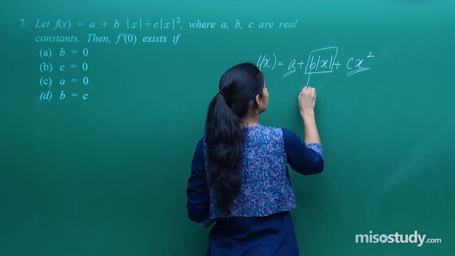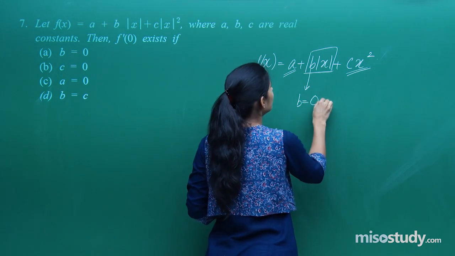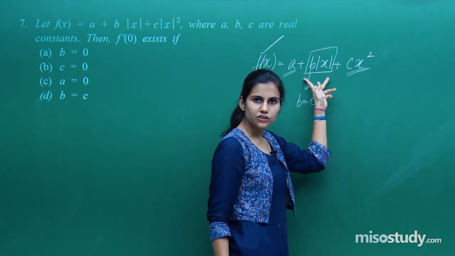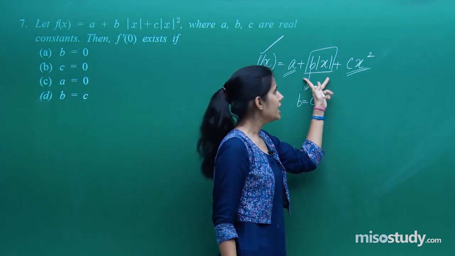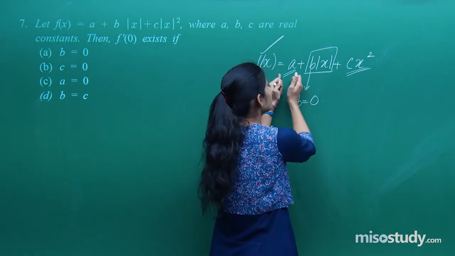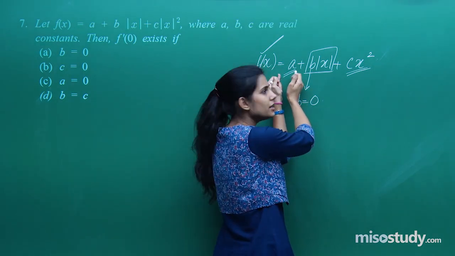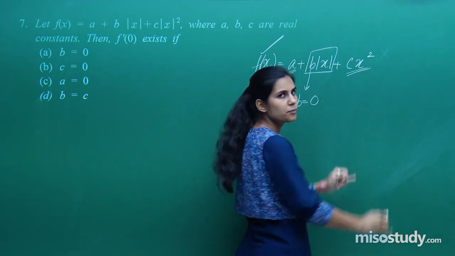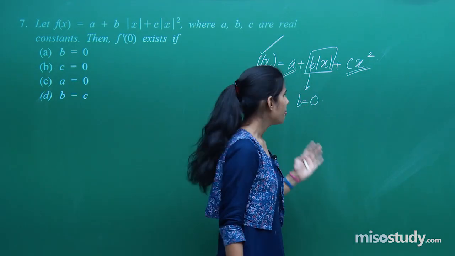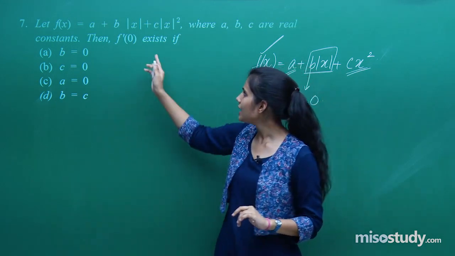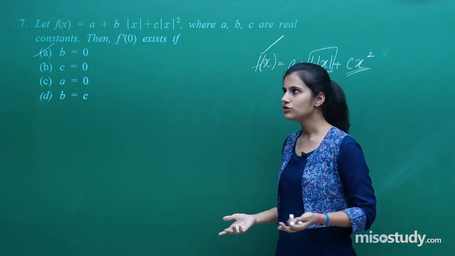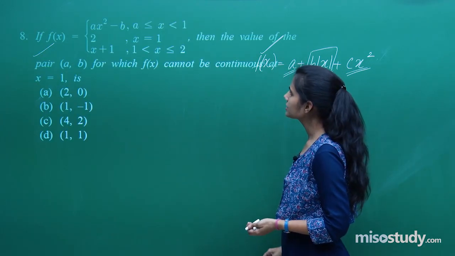If this constant b is equal to 0, then in that scenario this particular expression will vanish from the definition of my function f, and therefore my function becomes differentiable at x equals 0, because a constant function is always differentiable, a polynomial function is always differentiable, and the sum of differentiable functions is differentiable. Clear? Therefore, b should be equal to 0 for f'(0) to exist. Conceptual question. Moving to the next.